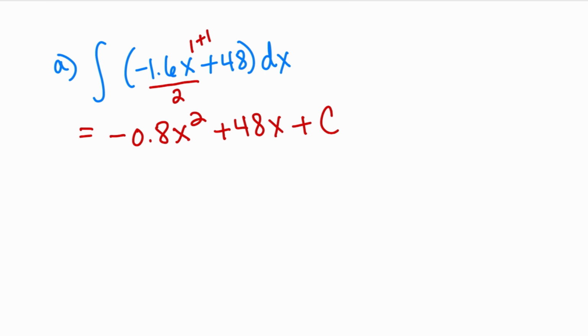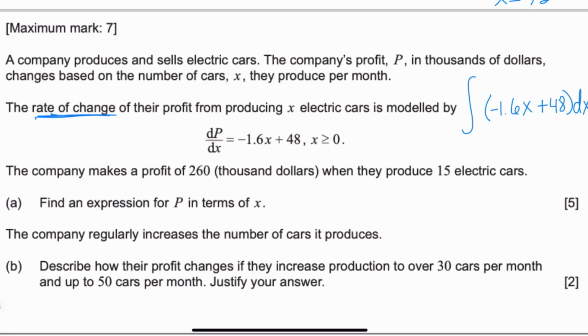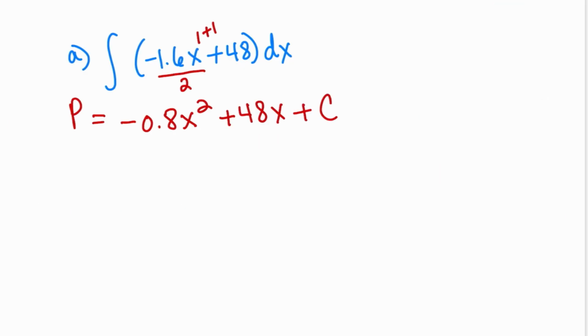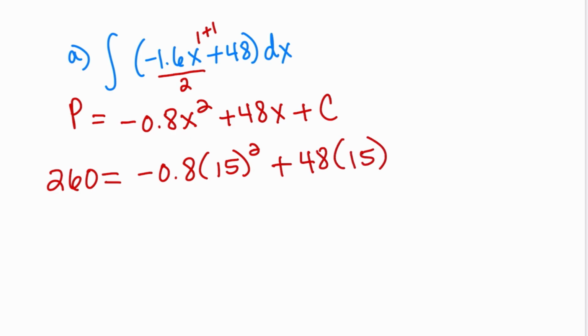Now, in the problem, they gave us enough information for us to be able to figure out this constant. In the problem, it says that when they produce 15 electric cars, the profit is $260,000. And P is in thousands of dollars, so I don't have to worry about those extra zeros. I'm just going to substitute when x equals 15, P is 260. I am now going to substitute: 260 equals negative 0.8 times 15 squared, plus 48 times 15, plus c.